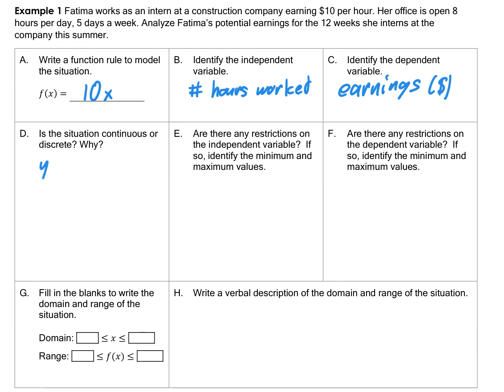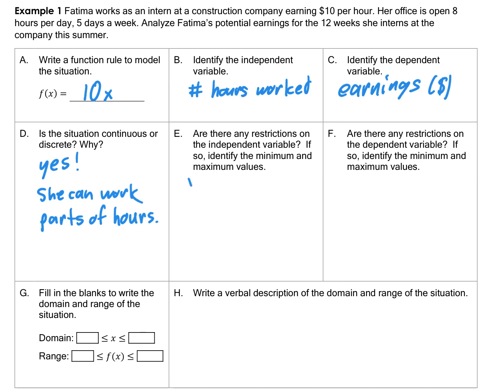Now that we have our model, let's decide, is the situation continuous or discrete? Well, the situation is continuous. Why? Because Fatima can work parts of hours. For example, it is reasonable for Fatima to work 22.5 hours.